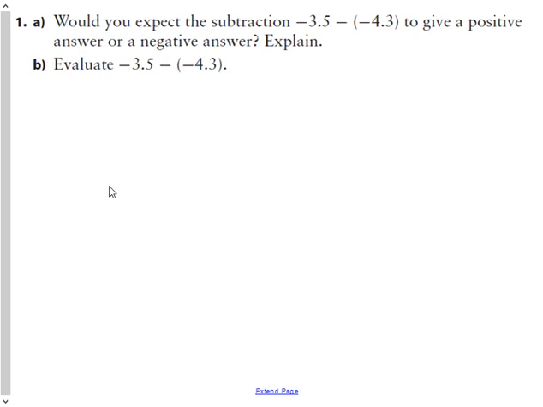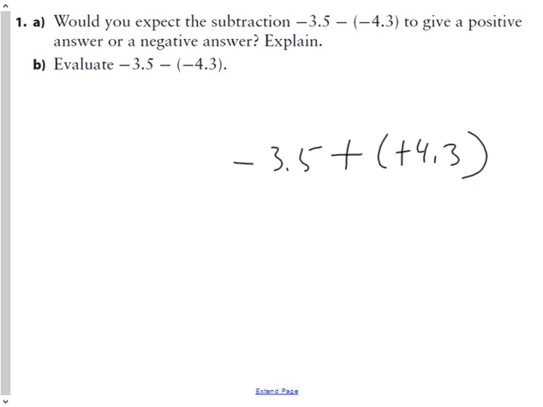So the first question said, would you expect the subtraction question of negative 3.5 minus negative 4.3 to give a positive answer or a negative answer, and explain? So what I would like you all to realize is that the simplest way to subtract integers is to never subtract. If you take your question, negative 3.5, change it to addition and use the opposite of the second integer, you will end up with an addition question which is much easier to contextualize or to put into a form that's more digestible.